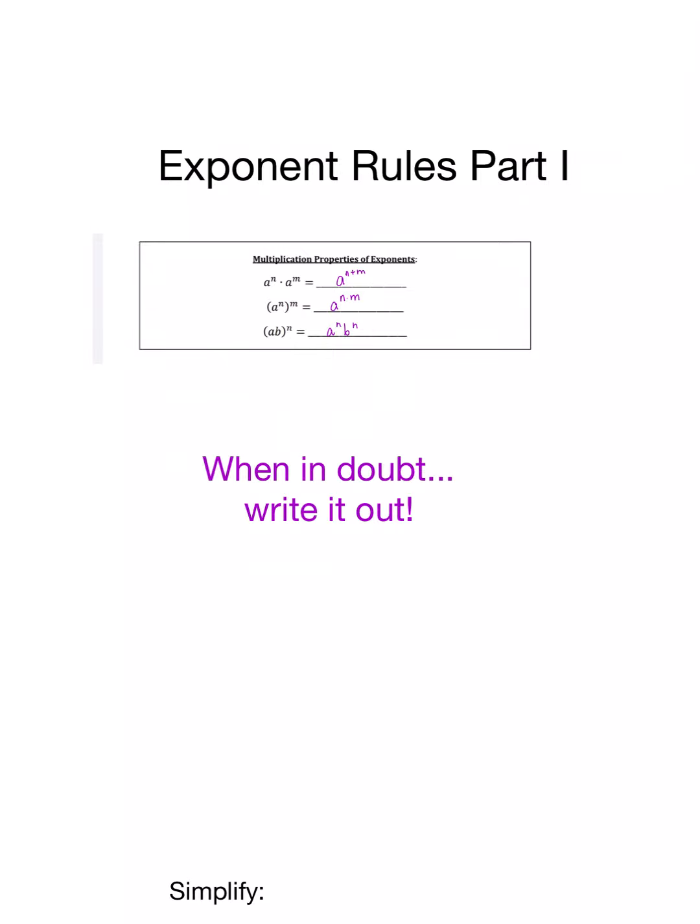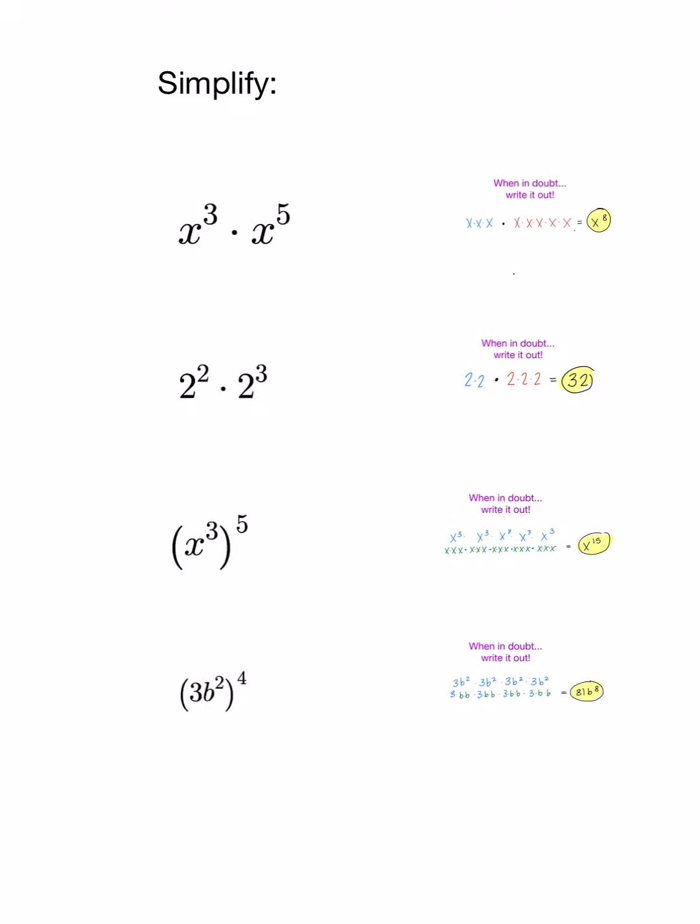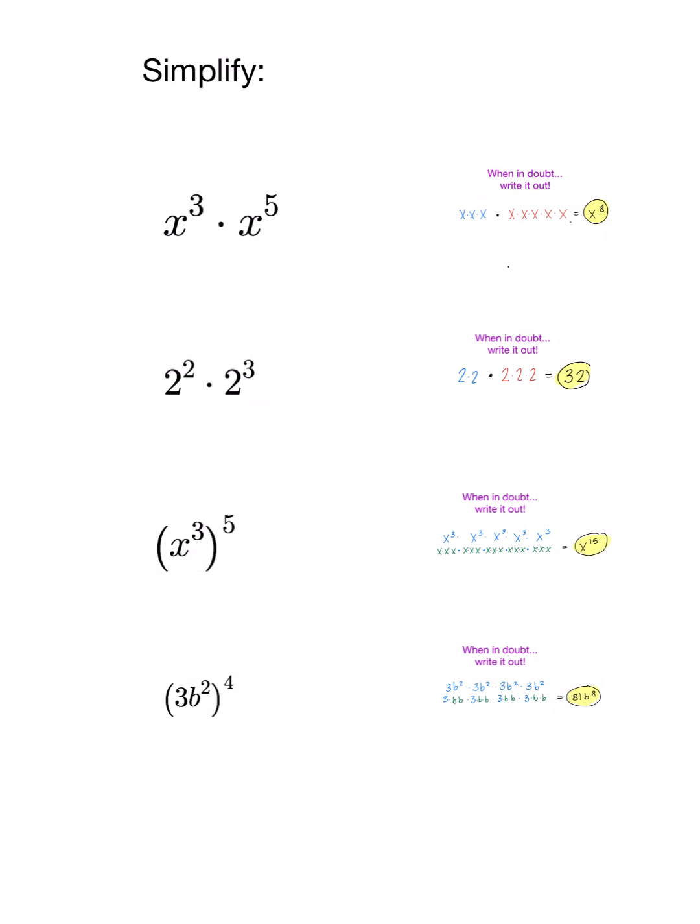Let's take a look at how these exponent rules play into these examples. For our first one, note that I have two bases that are both being raised to powers and the bases are the same. Because the bases are the same, I can add their exponents to get x to the 8th. Notice that when I wrote it out, I got the same value. When in doubt, write it out.